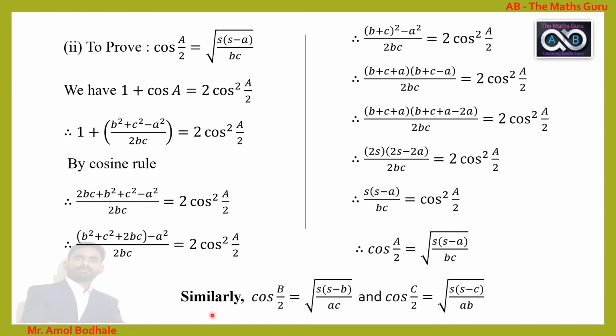So here similarly we can replace angle A by B. If we replace angle A, this side a will be replaced by b and this bc replaced by ac. So we get cos of B by 2 equal to square root of s into (s minus b) upon ac, and cos of C by 2 is equal to square root of s into (s minus c) upon ab. So in this way we can prove the second half angle formula.